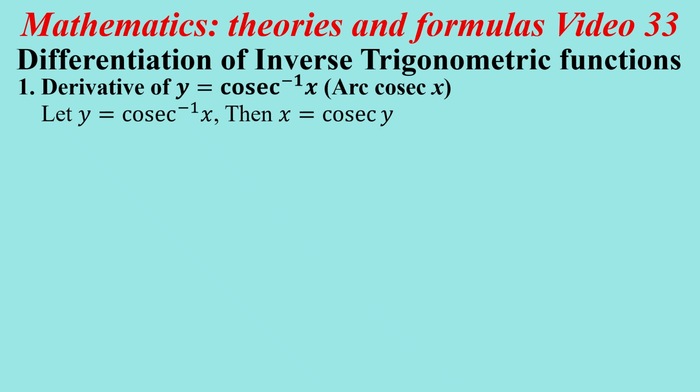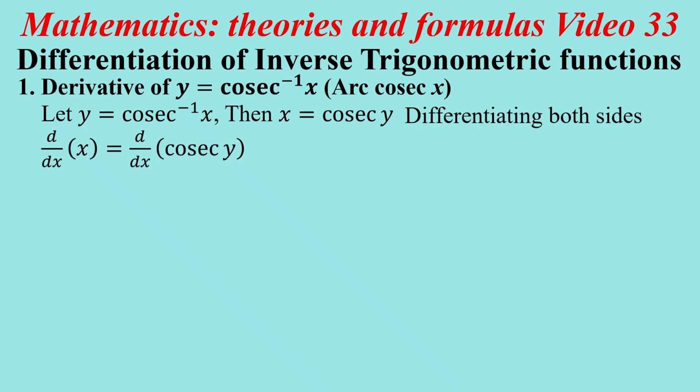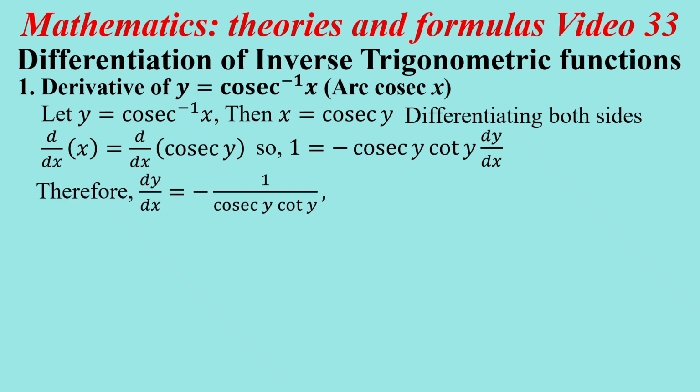So that means if y is cosec inverse x, then x is equal to cosec y. Now we will differentiate both sides. So the differential of x with respect to x on the left side, and on the right side we will be differentiating cosec y with respect to x. The differential of x is 1 and the differential of cosec y equals negative cosec y cot y times dy by dx. Therefore dy by dx will be equal to minus 1 by cosec y cot y.